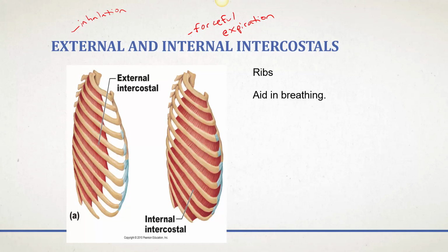If you have asthma, emphysema, or COPD, if you are trying to just simply blow up a balloon and you have to force air out of the lungs, then you're going to stimulate those internal intercostals to contract. So external and internal intercostals are responsible for breathing, and they're going to line the inside of the ribs. They're oriented in a different direction, which is why they have different functions.